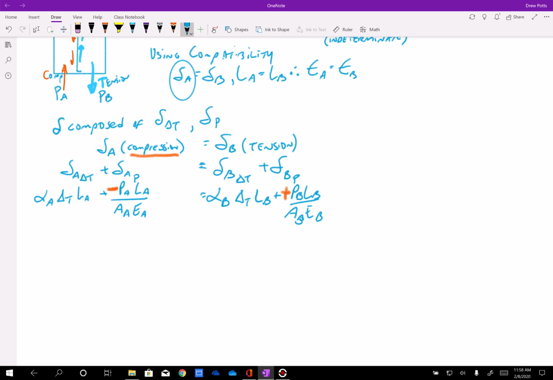Again, remembering that LA equals LB, we can factor out LA and LB, and LA equals LB, so all the L's drop out. So it's independent of length. So we can cancel all those L's. What we're left with is this expression.